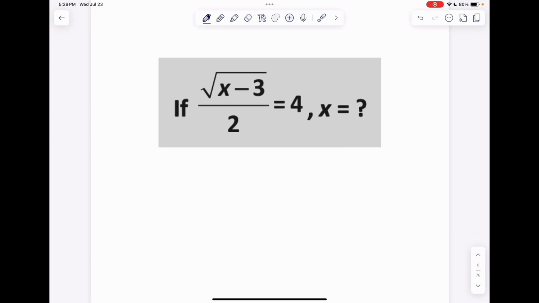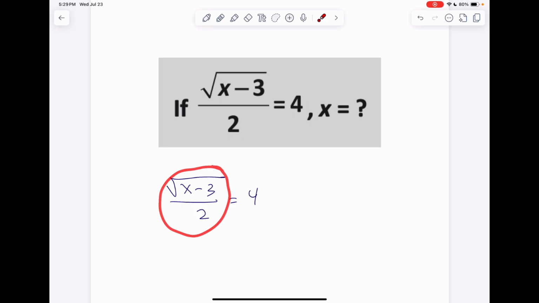Now this one can be a little bit trickier. We'll have the square root of x minus 3 over 2 equals 4. And now if we want to solve for x, again, we want to make sure we isolate our variable. But right now, what's being done to the whole side? The whole side isn't having a square root taken of it. The whole side isn't being subtracted by 3. The whole side is being divided by 2. So we're going to tackle that first and undo dividing by 2 by multiplying by 2.